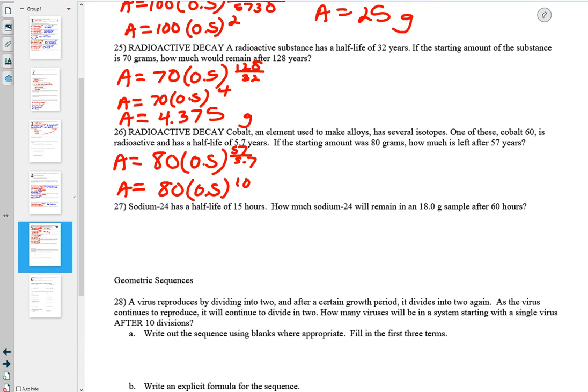Let's see, I have the answer to it. I'm getting that after 57 years, there would be, actually, this is exact. This is not rounded. This is exact. 0.078025.